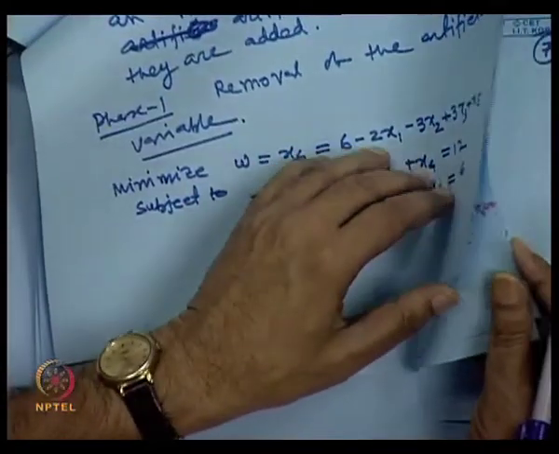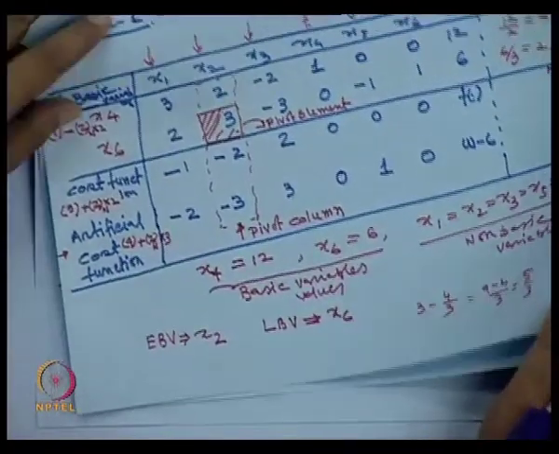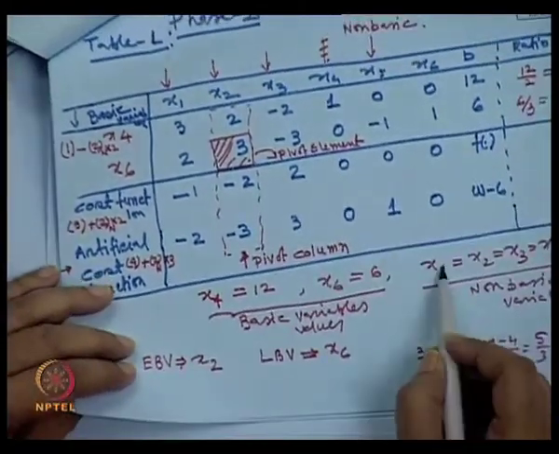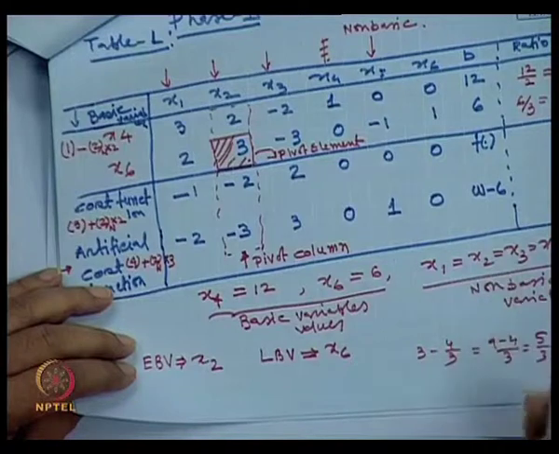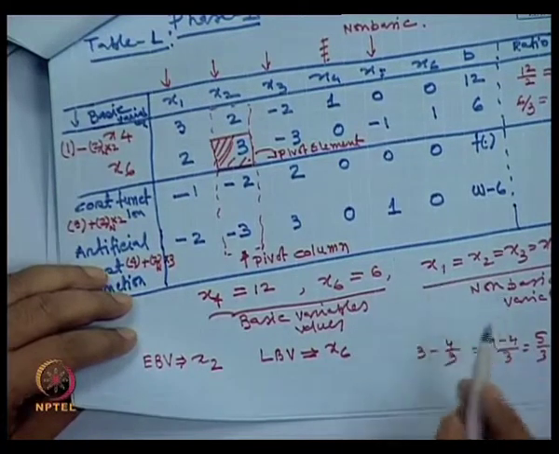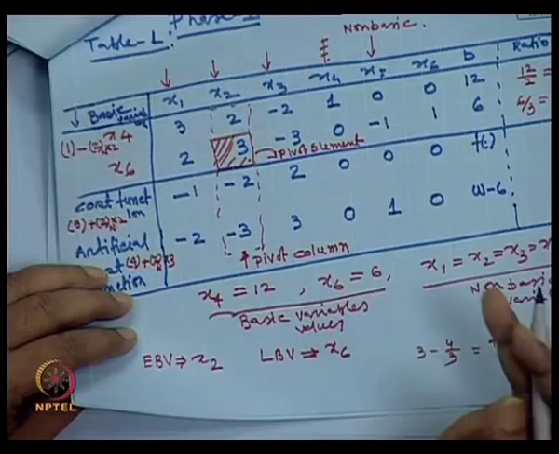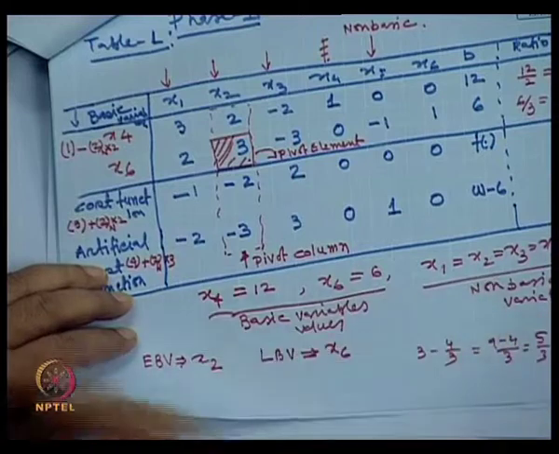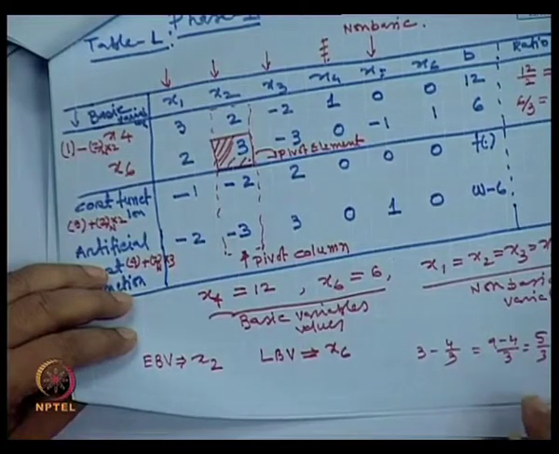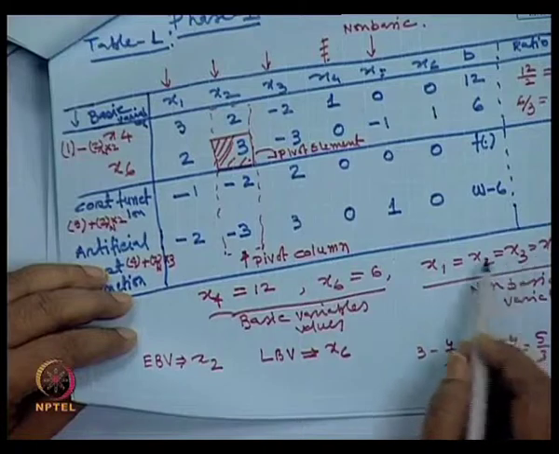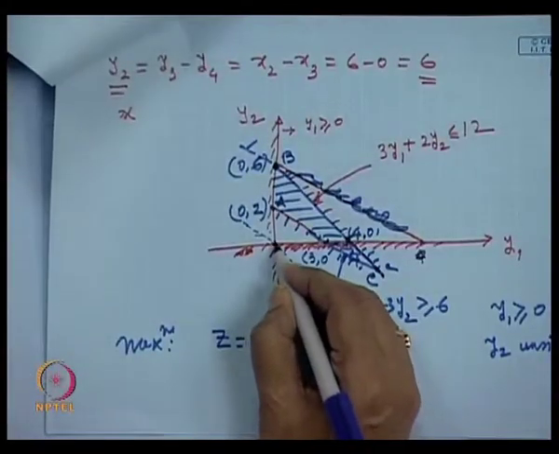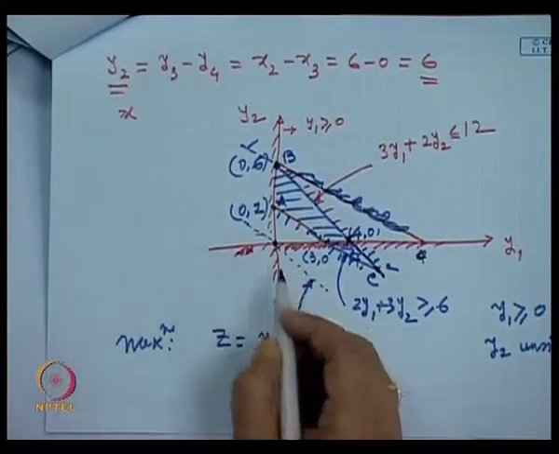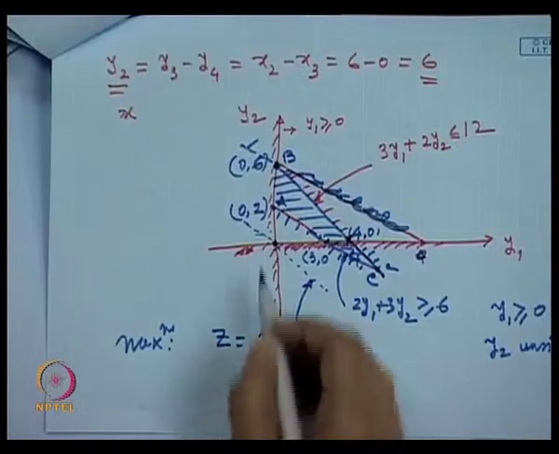Recollect that first phase. In the first iteration we got the values x 1 0, x 2 0, x 3 0, x 5 0, and from this we can say y 1 is nothing but x 1, that means y 1 is 0, and y 2 is what we have defined, x 2 minus x 3. So, x 2 minus x 3, both are zeros. So, this origin point is what we got in phase 1, first iteration.